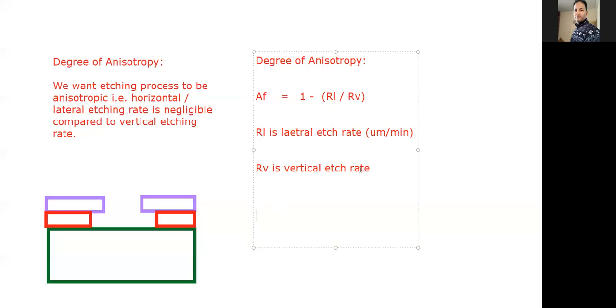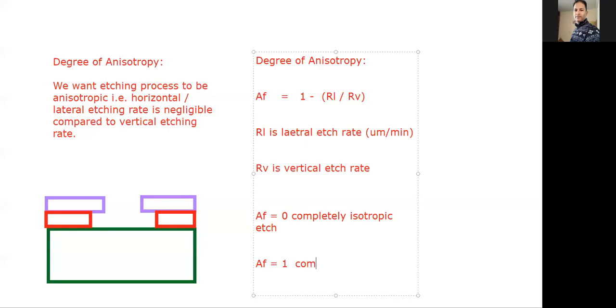So you can see if R sub L and R sub V are both equal, in that case your AF will be 0. AF equal to 0 means that in both horizontal and vertical directions your etch rate is the same. So you get an isotropic etching. AF equal to 0 is completely isotropic etching.